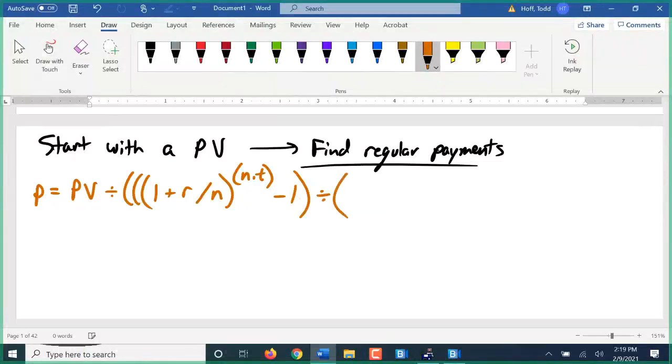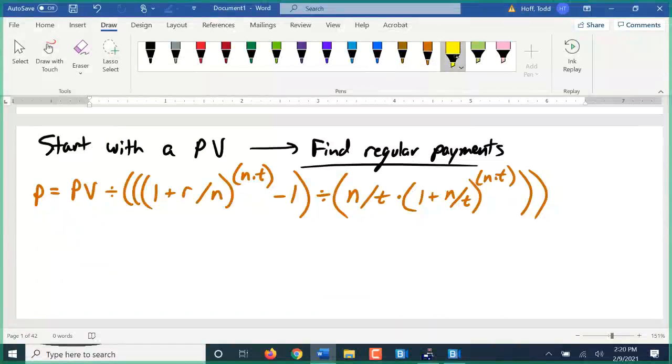But here's where it starts to get different. n divided by t times parentheses 1 plus n divided by t, the power of nt, close and close. You got some extra stuff at the end here that we didn't have when we were paying in. That's just the extra interest that's going to be accumulated because you're starting with that large value and paying it down rather than starting with nothing and paying it up to a total.